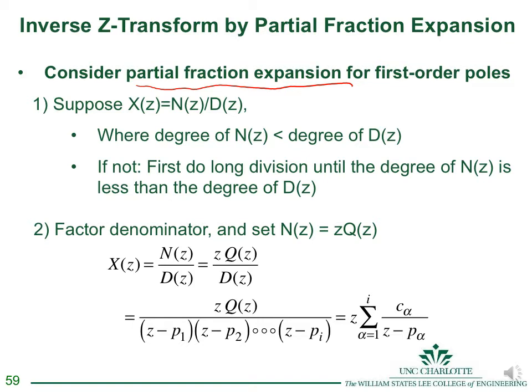Our transfer function will be numerator over denominator, where the degree of the numerator must be less than the degree of the denominator. If it isn't, you must first do long division until the numerator is a lower degree than the denominator.